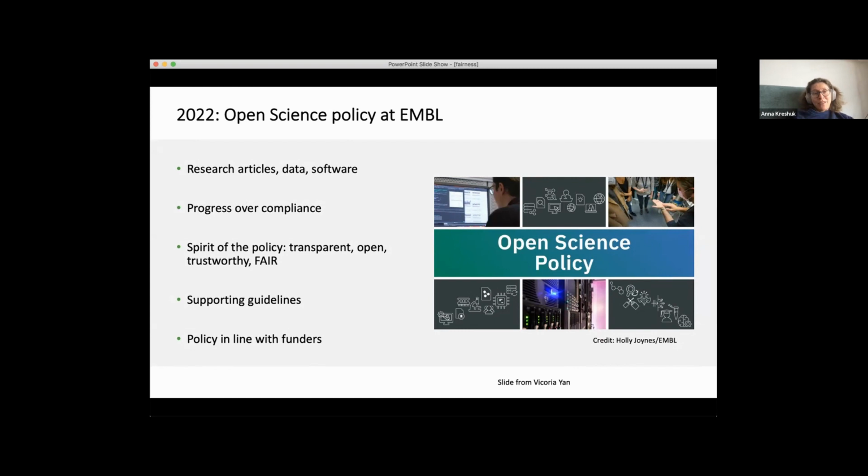So here the open science policy concerns articles, data, and software, and emphasizes really progress over strict compliance. Just think about how far can you go, how open can you be, how transparent can you be with your research. And the more you can do, the better, the happier EMBL will be. We have guidelines about this, and it has all been in line with what the funders now all require.